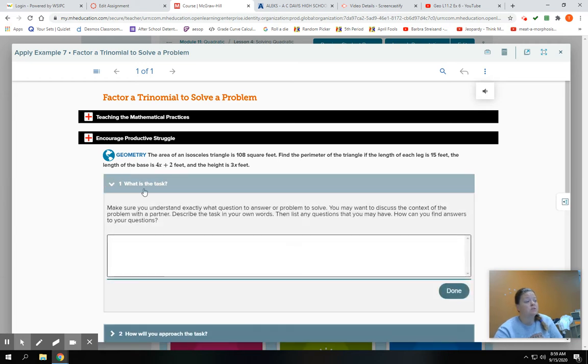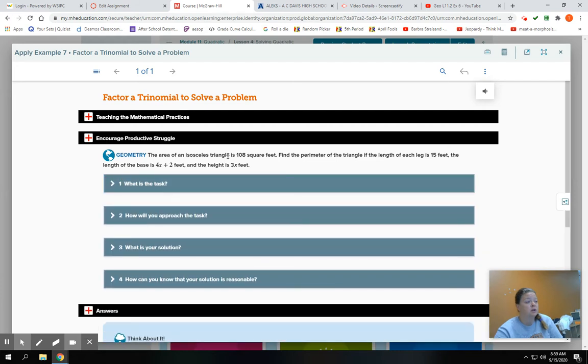So the first thing you want to do is identify what your task is. Make sure you understand exactly what the question to answer or problem to solve. You may want to discuss the context of the problem with a partner. Describe your task in your own words, list any questions that you may have, and how you can find the answers to your questions. Okay, so we have an isosceles triangle.